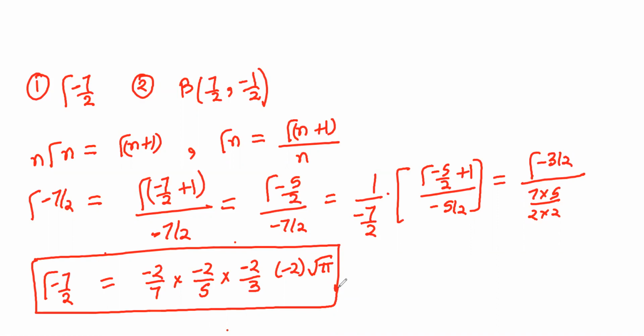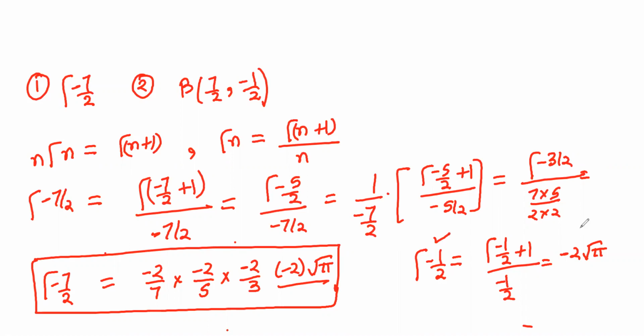Okay. So this, from where did it come? It came from minus gamma minus 1 by 2, which is gamma minus 1 by 2 plus 1 upon minus 1 by 2. So it will be minus 2 under root pi. After this I have written it, and this one will come, or upon minus 1 by 2. So this is minus 2 pi. So this is this one.